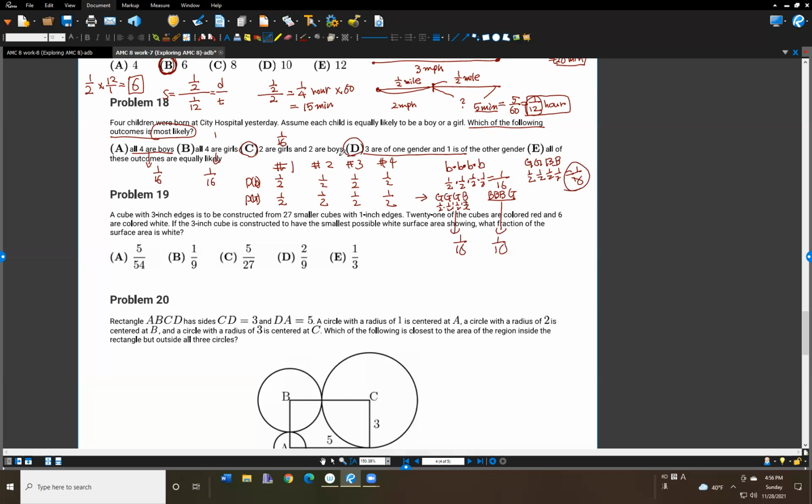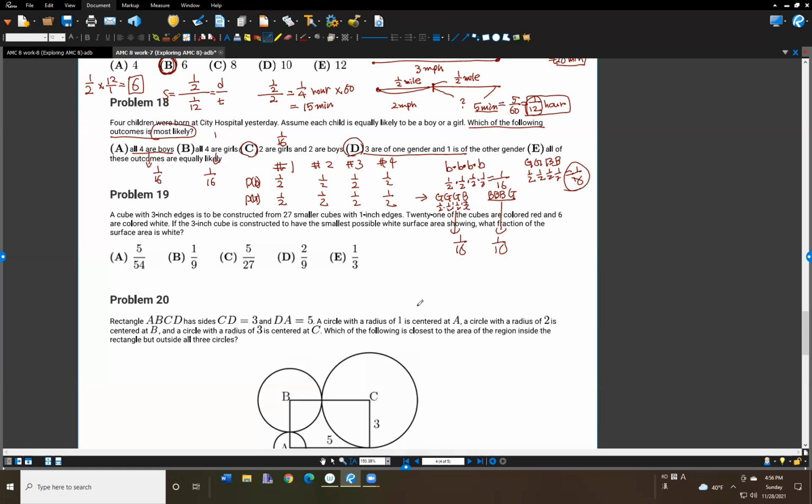Is it okay? Any questions about this number 18? One gender means what? We have 2 different cases. 3 girls, 1 boy, or 3 boys, 1 girl. That's why the probability is what? Twice the other probability. Any questions about this? No.